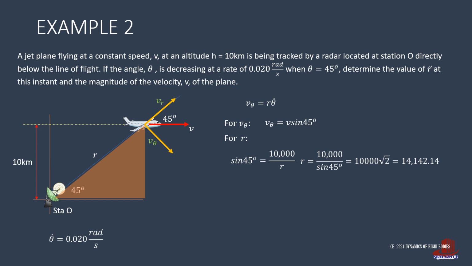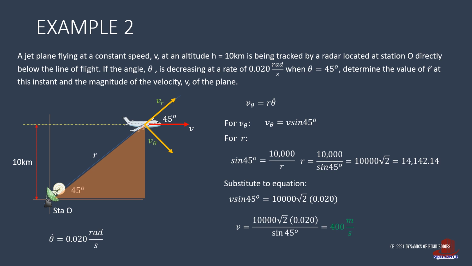That is 10,000 root of 2 or 14,142.14. Plug these parameters into the velocity equation and have v sine 45 equal to 10,000 root of 2 multiplied by 0.02, then manipulate the terms to have 400 meters per second.